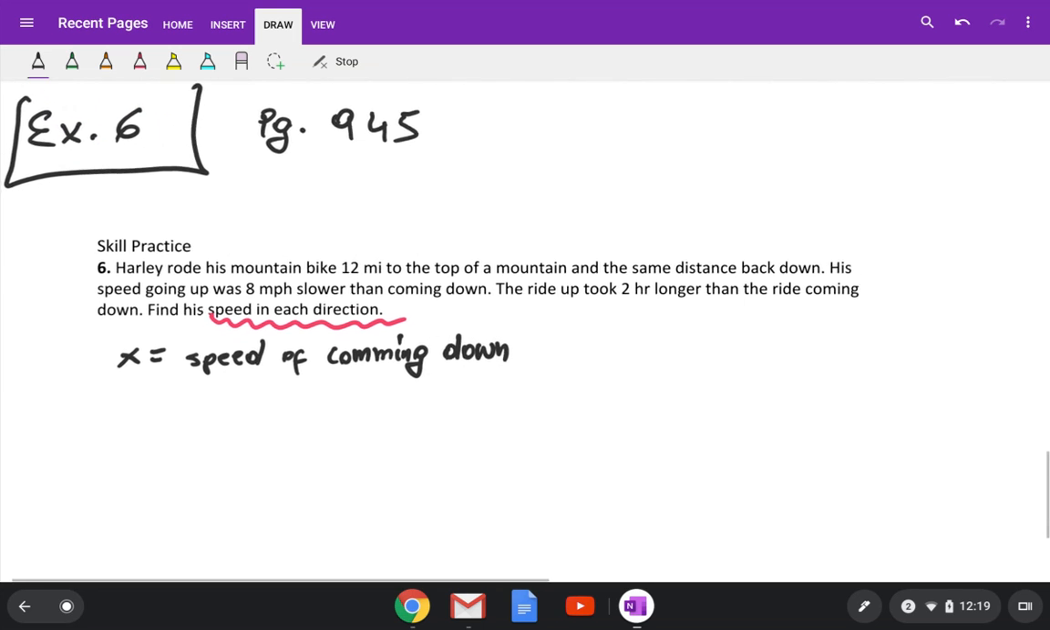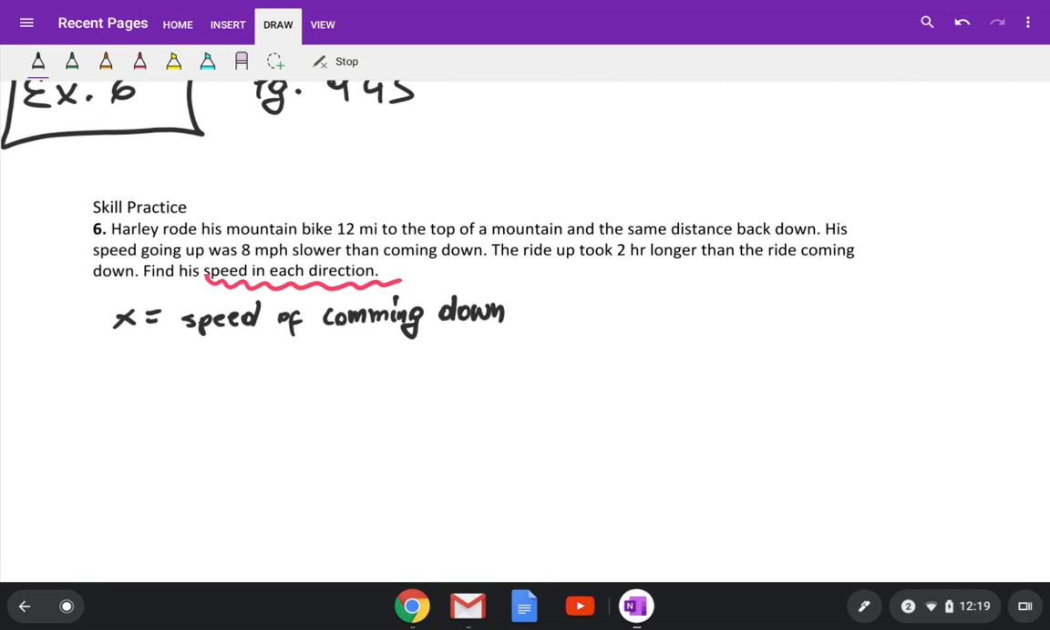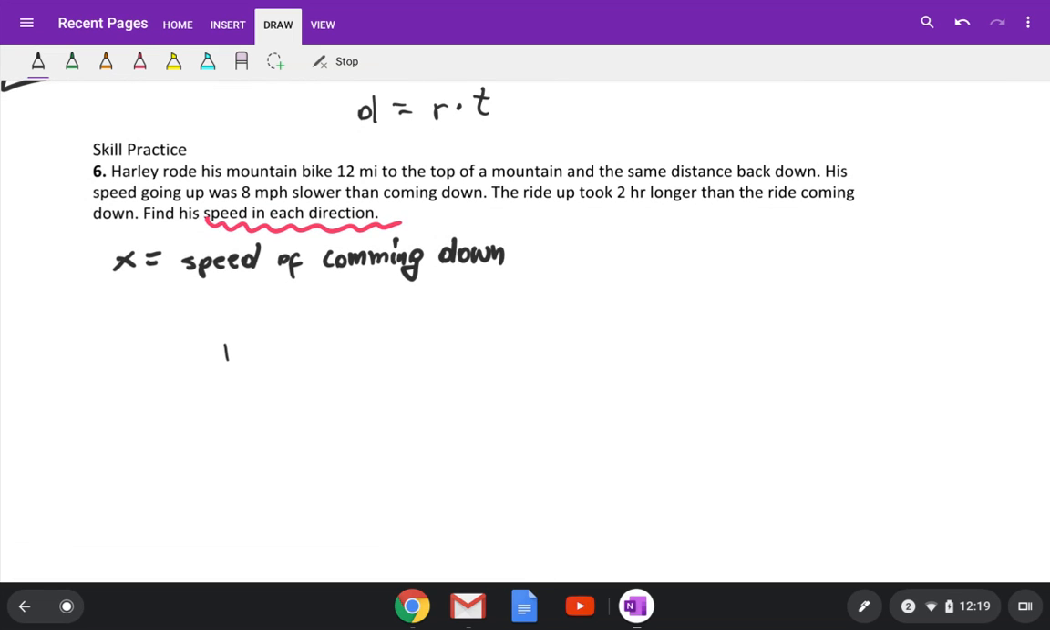Okay, so still this is a problem where we're going to use the application of the distance formula, which is rate times time. Many times we need to modify that. So since we're talking about the distance, I'm going to start to create my table.